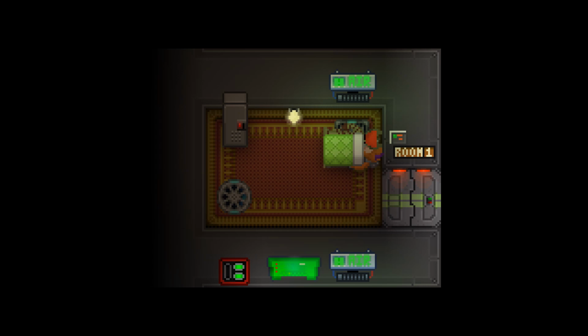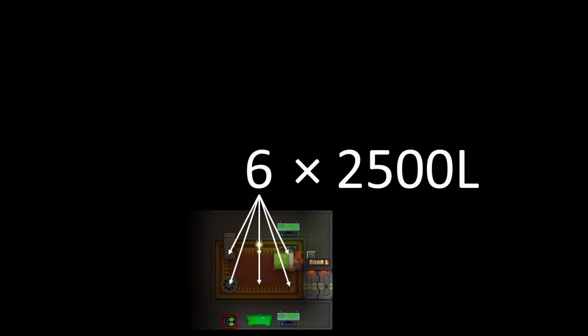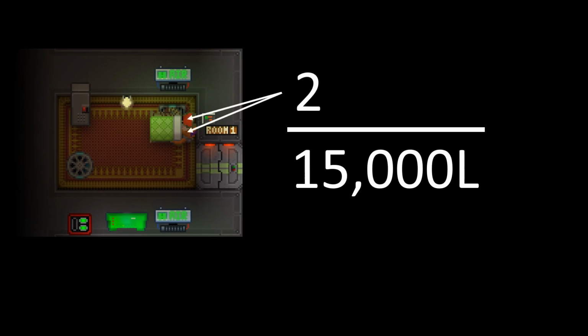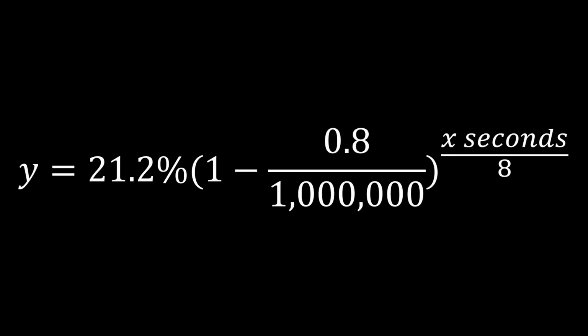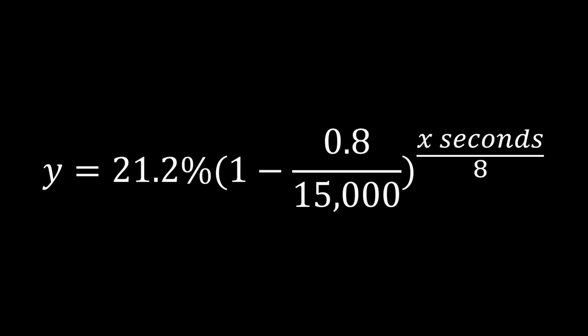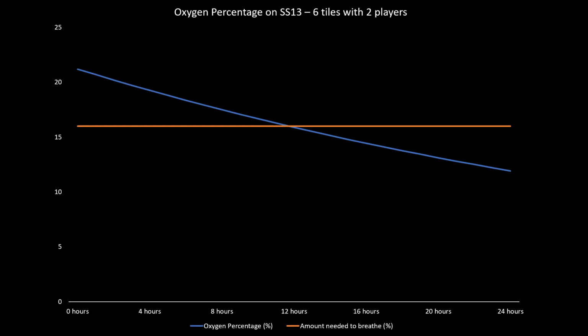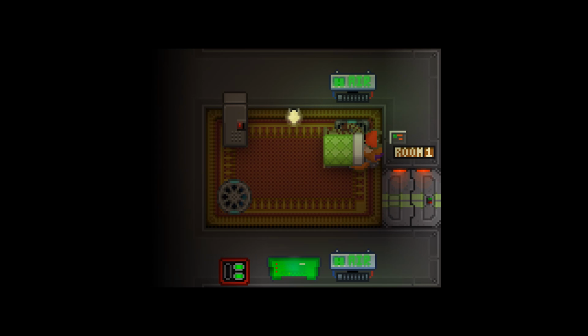We have 6 tiles times 2,500 liters totaling 15,000 liters. And we have 2 people breathing half a liter every 8 seconds, so just 1 liter of breathing. Which means that 1/15,000th of the air is breathed every 8 seconds. That means we take our 0.8 over a million from the previous graph and just replace it with 0.8 over 15,000, and we get just 12 hours. Despite the fact that just like the rest of the station, that room has a vent and a scrubber.